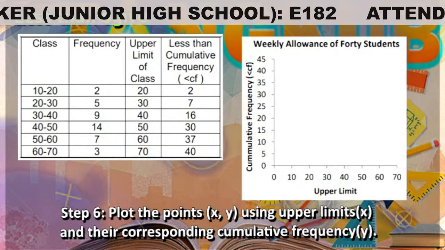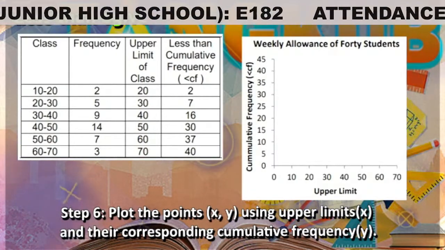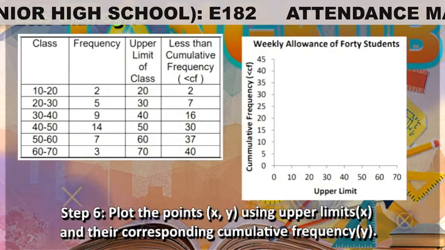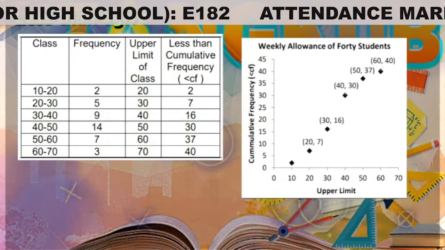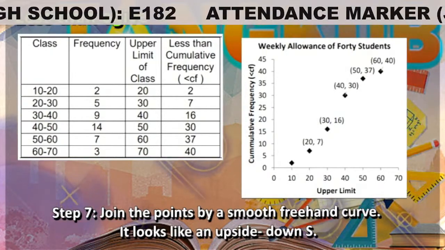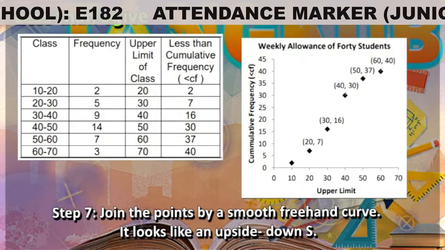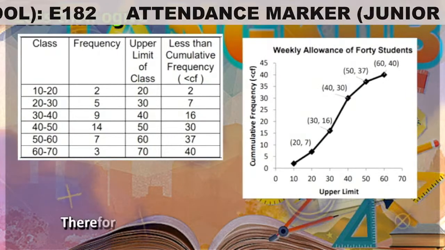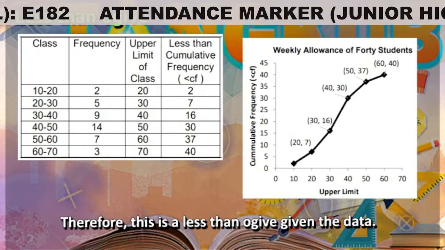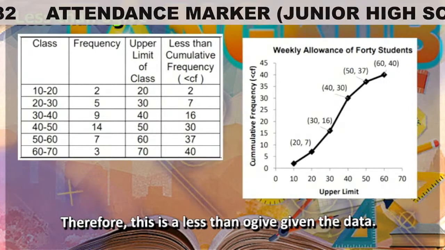Step 6. Plot the points represented by x and y using upper limits as x and their corresponding cumulative frequency as y. Step 7. Join the points by a smooth freehand curve. It looks like an upside-down letter S. Now joining the points, we now have this ogive. Therefore, this is a less than ogive given the data.